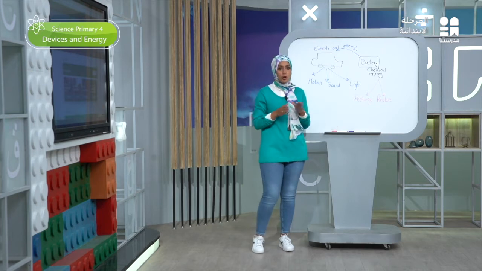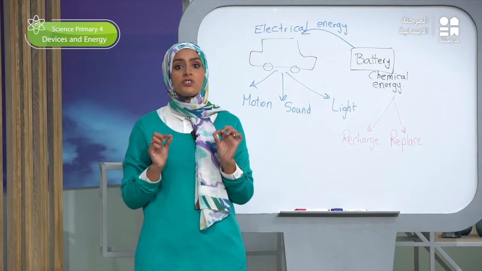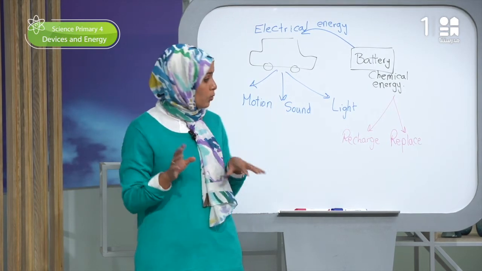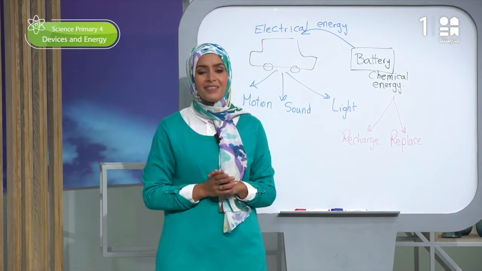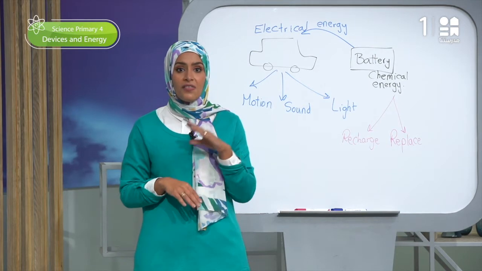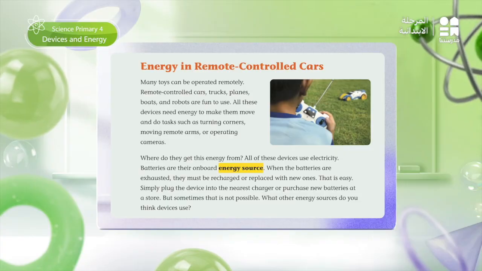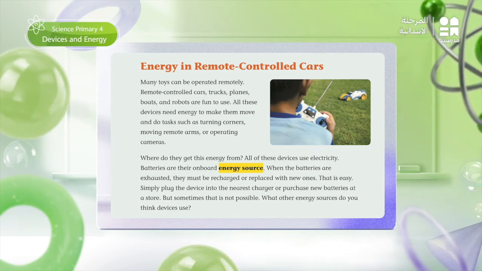إمتى نستخدم كل option؟ We can use a new battery if it's not the rechargeable type. لو هي ما بتتشحنش. أو نقدر نعمل لها recharging لو هي rechargeable. Did you also notice the question at the end of the text, which wants us to think about the other energy sources that we think devices use?